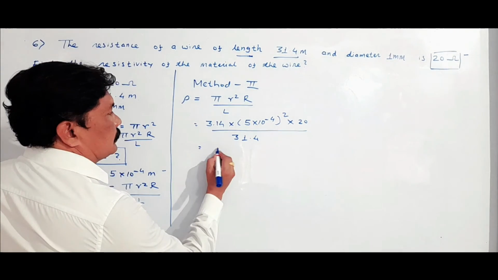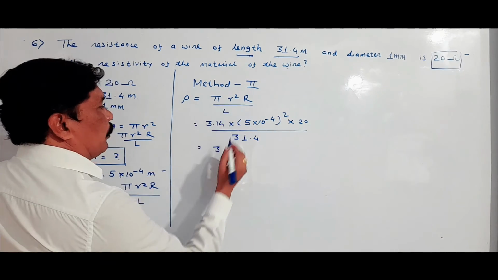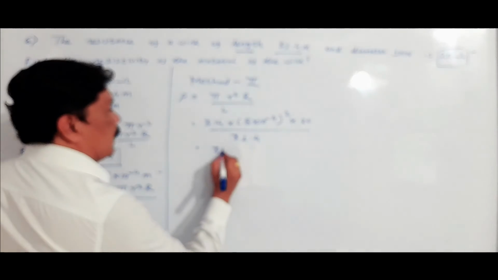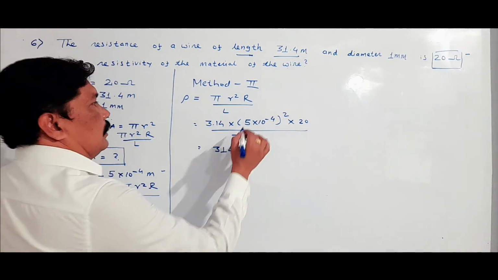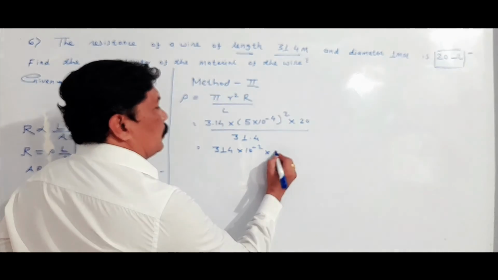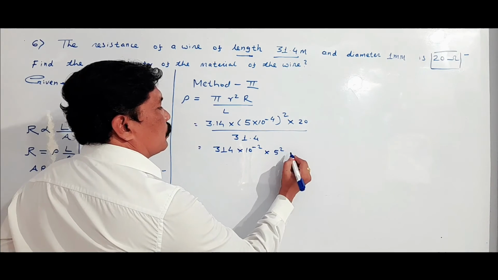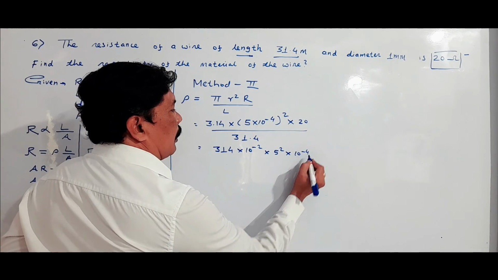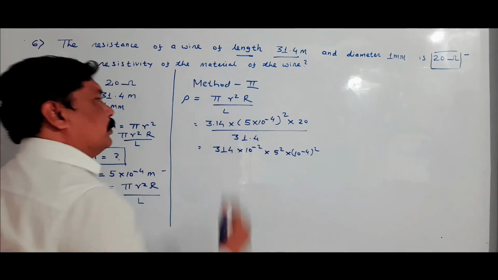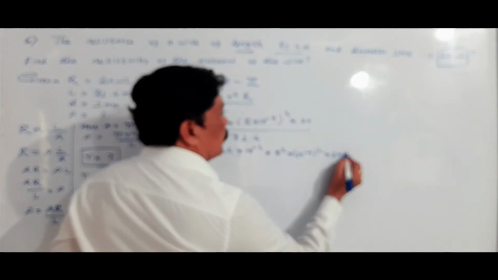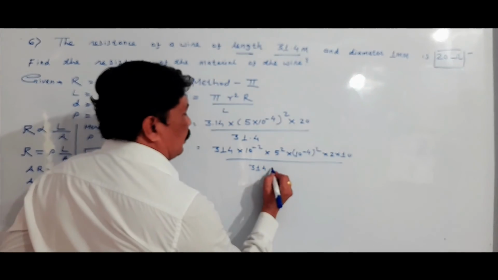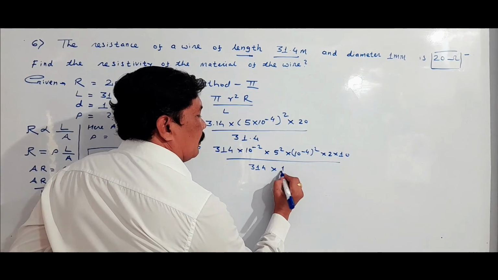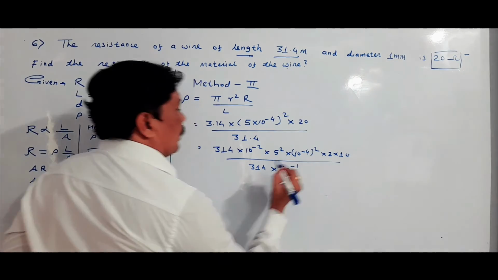First, in 3.14, the point can be removed directly: 314 into 10 to the power minus 2. Here into 5 square into 10 to the power minus 4 square. We know the formula of maths, we can write like this, into 2 into 10, and this point we can directly remove by putting 10 to the power minus 1.